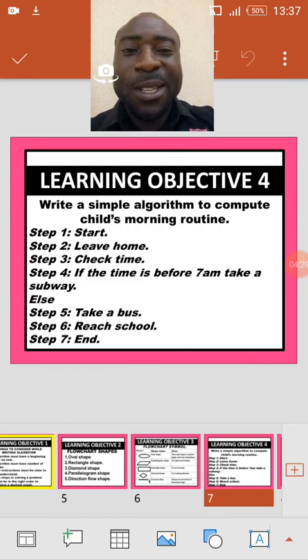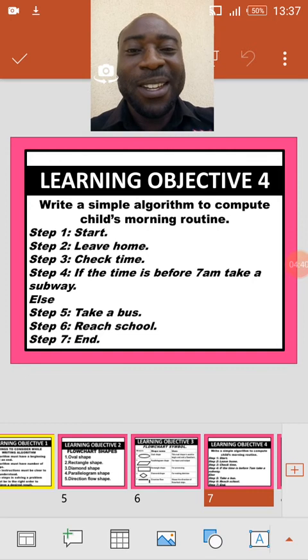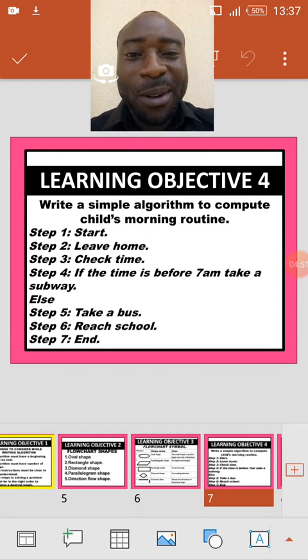Now, let's look at a simple algorithm. This algorithm is written to compute a child's morning routine. Let's look at the steps together. Step 1, start. And you remember I said the oval shape is used to start and end the program. So when you are writing the pseudocode type of algorithm, you start with what? Start, and end it with end. So let's start. Step 1, start. Step 2, leave home. Step 3, check time.